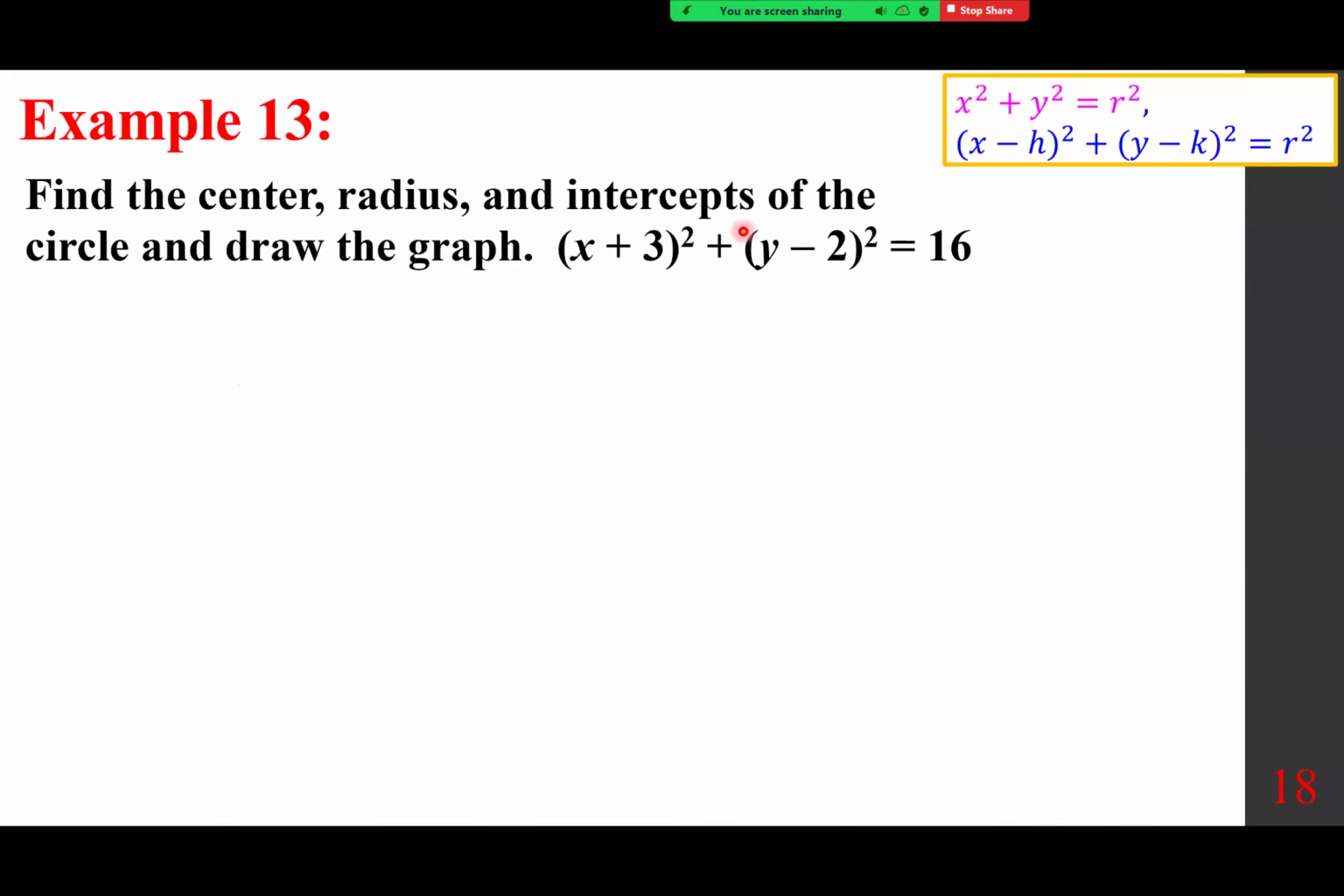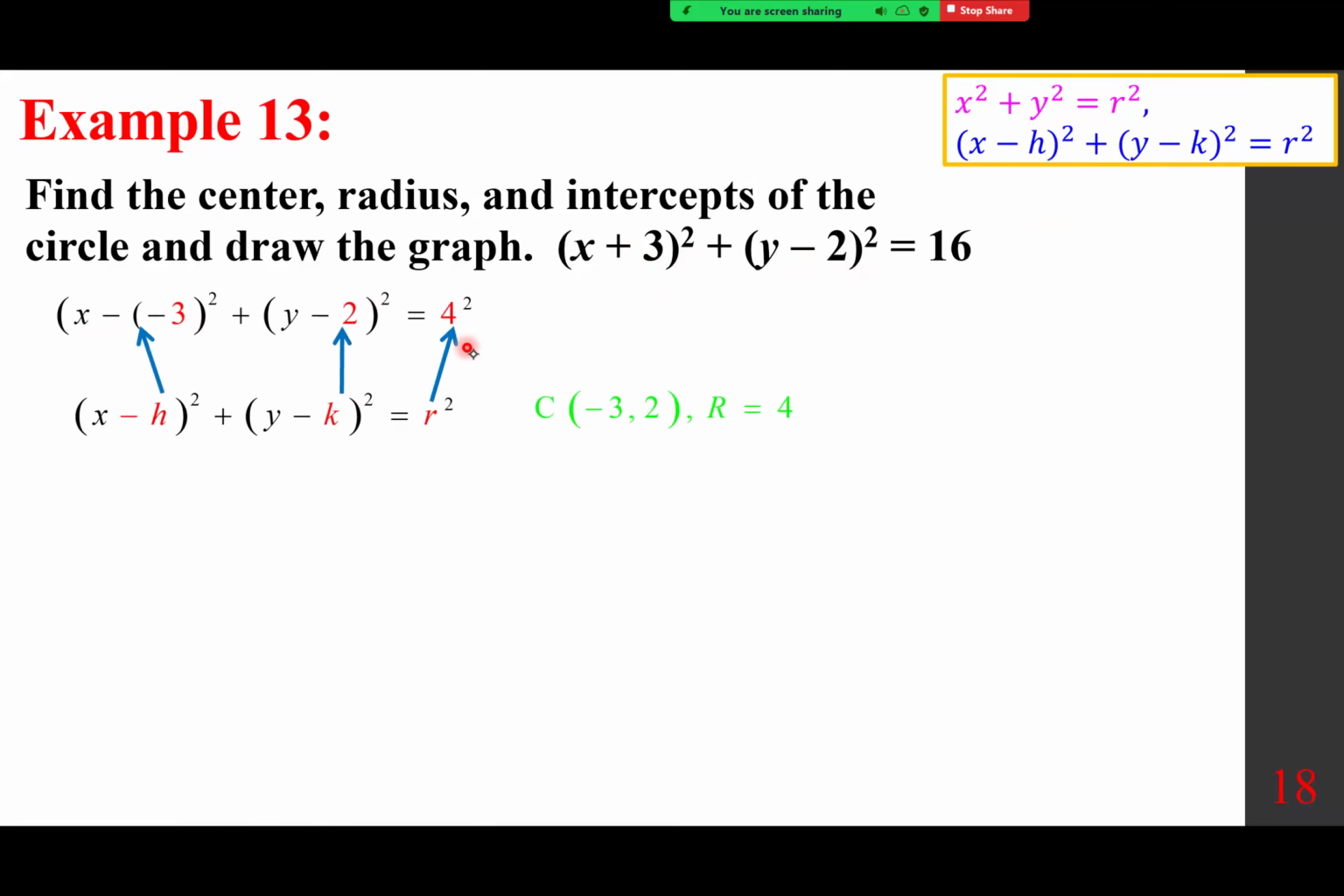Find the center, radius, and intercepts of the circle and draw the graph: x plus 3 quantity squared plus y minus 2 quantity squared equals 16. Well, the center is located at minus 3, positive 2, and the radius is 4. So if you want to compare it in this manner, you should be able to see the answer, but in case, this is x minus minus 3, this is y minus 2, this is 4 squared, which means h and k and r are known. So this gives you details. So the center is negative 3 comma 2 and the radius is 4.